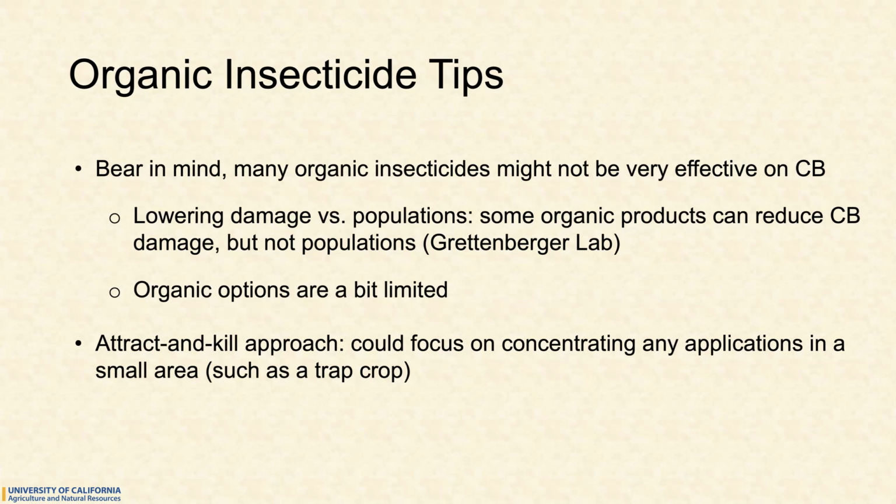And organic options are a bit limited. We need more options. We need more options that work really well. But you could think about an attract and kill approach. So if you're going to use insecticides, you can think about maybe focusing on a specific area, like a small trap crop area, or really high risk, highly important areas. So there are ways that you can kind of fine tune and strategize around the use of these products.